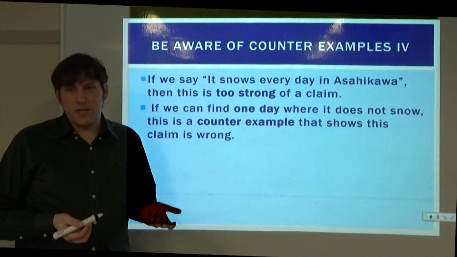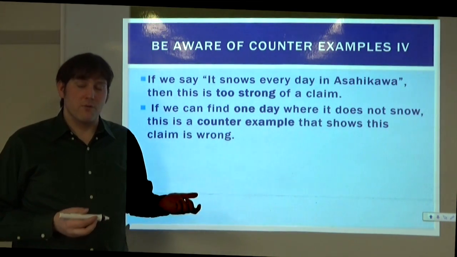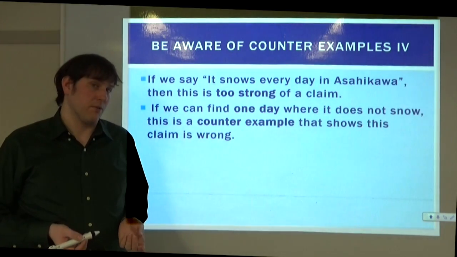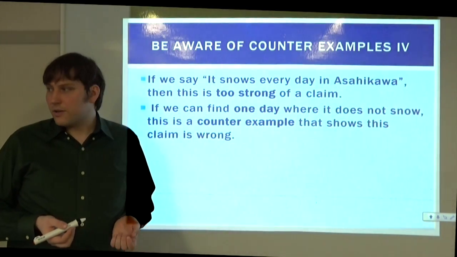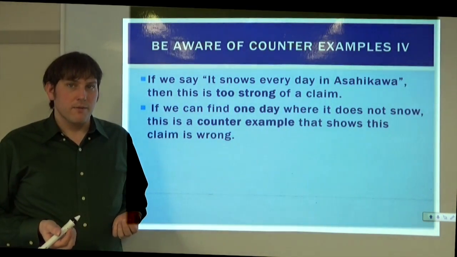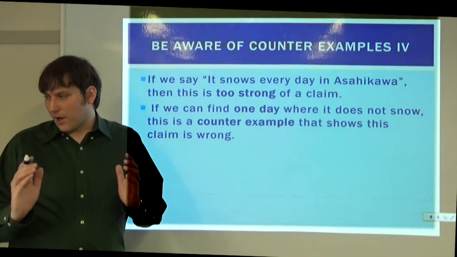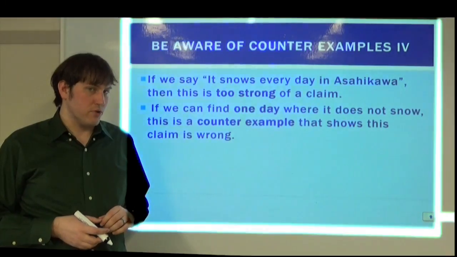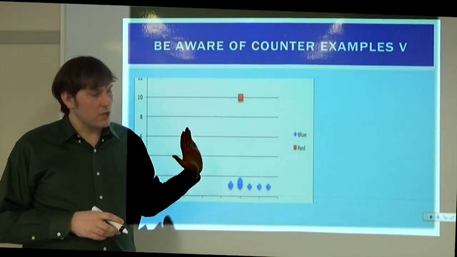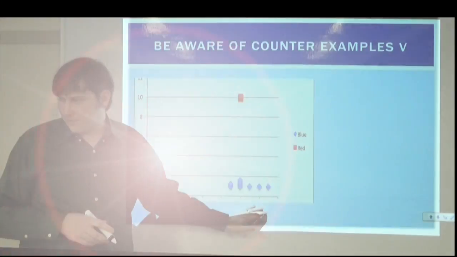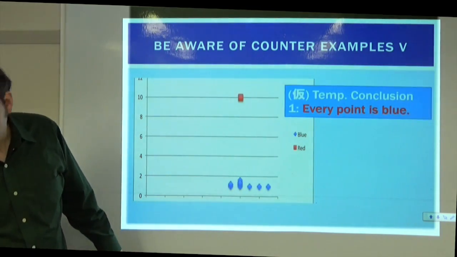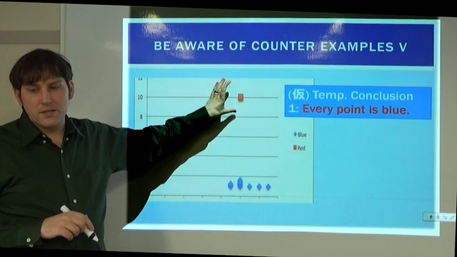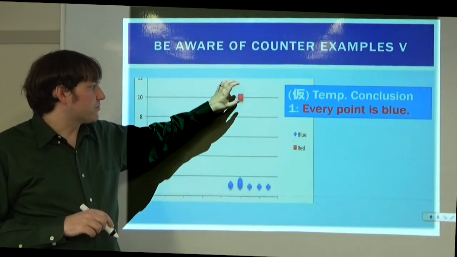So there were several days in the summer where it was very warm. There's no way it's going to snow. We're talking 30 degrees centigrade. Now, right now, it does snow pretty much every day. So if I narrowed my claim, if I said it snows every day in January, this might be true. If we want to make a claim about everything on this graph, we can begin with this. Every point is blue. In this case, we would have an immediate counterexample because there's one red point.